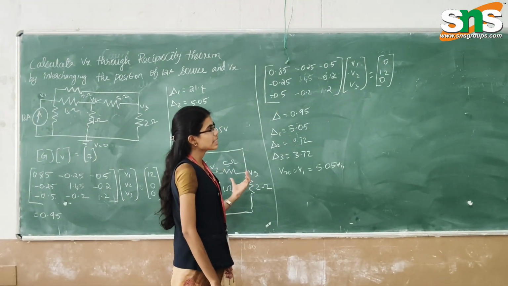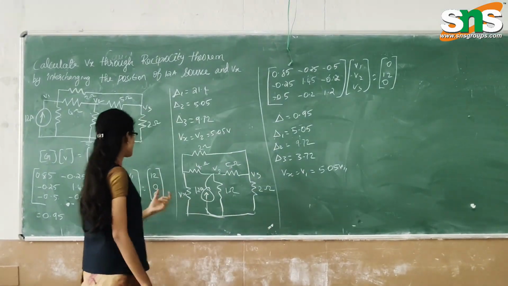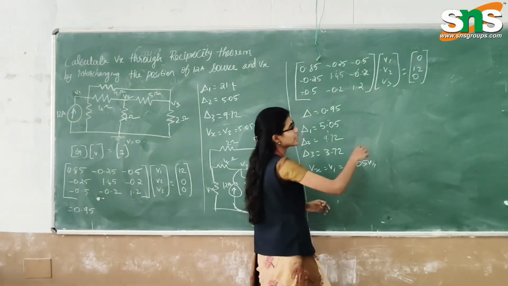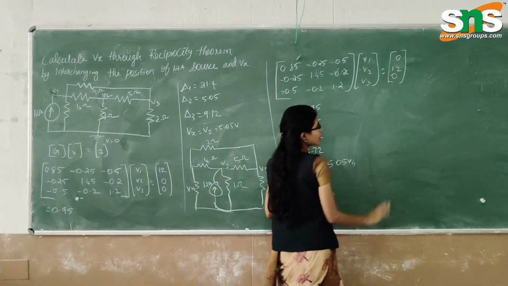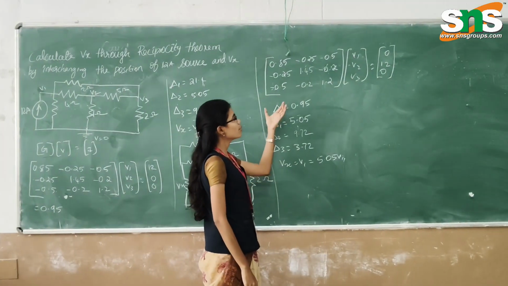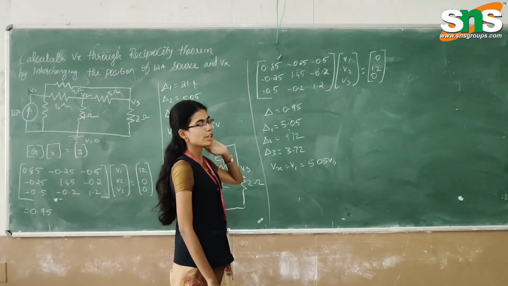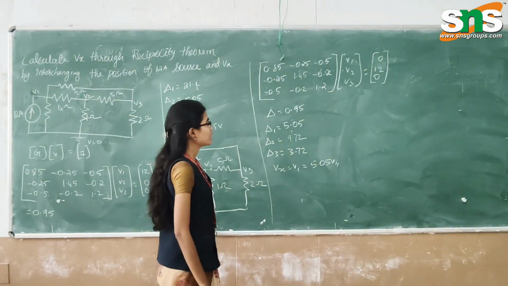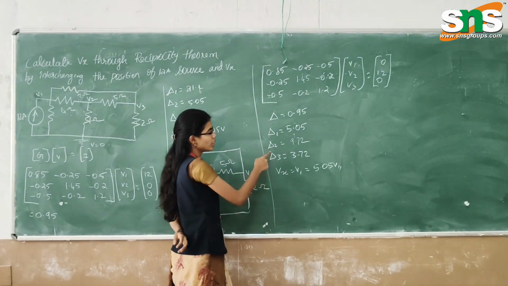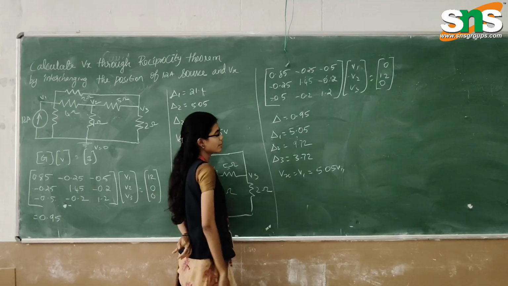The only change in the formation of the matrices is that previously we used the current source in the first loop, and here we use it in the second loop. So the 12 is interchanged into the second loop. Applying Cramer's rule with the direct inspection method, we get the del value as 0.95, and then del 1 equal to 5.05, del 2 equal to 9.72, and del 3 equal to 3.75.